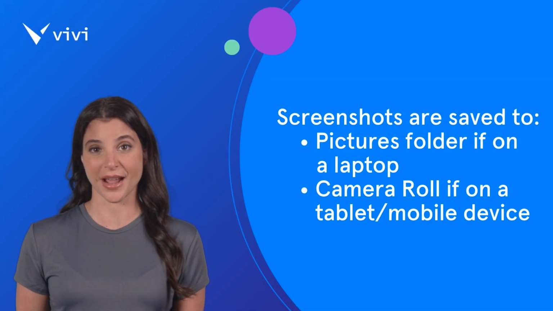Screenshots are saved automatically to the teacher or student device. If on a laptop, the image will be saved in a Vivi folder in the Pictures folder. If on a mobile device or a tablet, such as an iPad, the image will save to the camera roll.